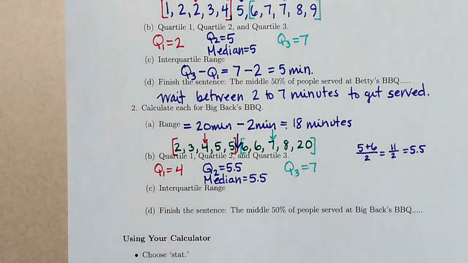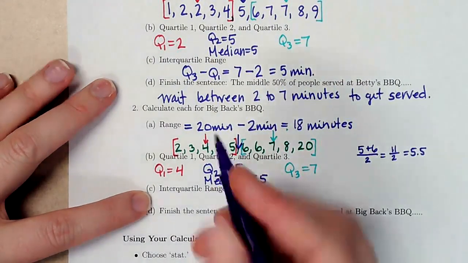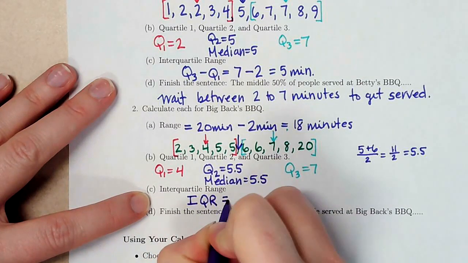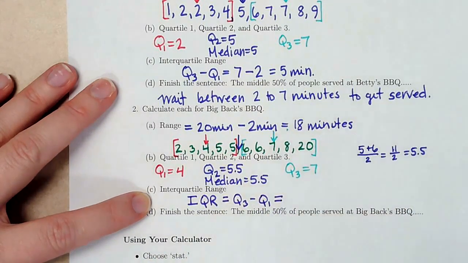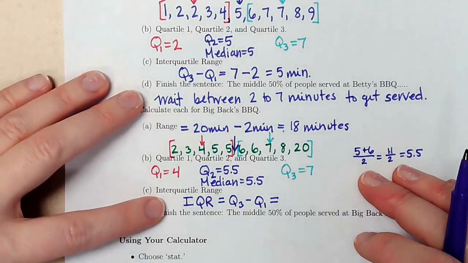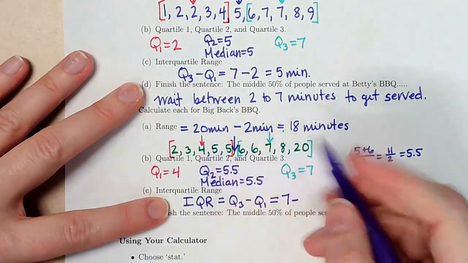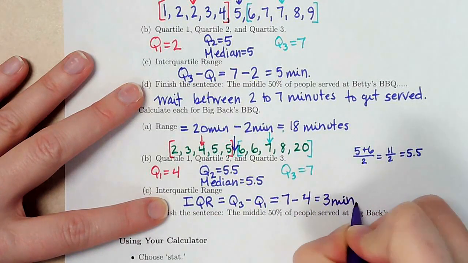Got it. So then it says, find the interquartile range for Big Back Barbecue. Well, the interquartile range is Q3 minus Q1. So the range if you chopped off the outer quarters: Q3 is 7, take away 4. That's 3 minutes.